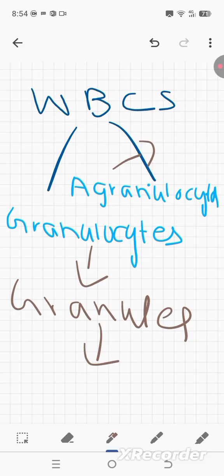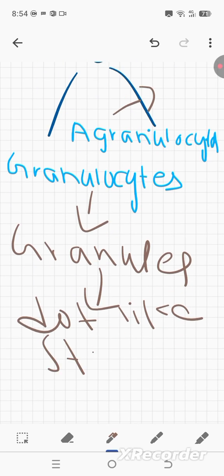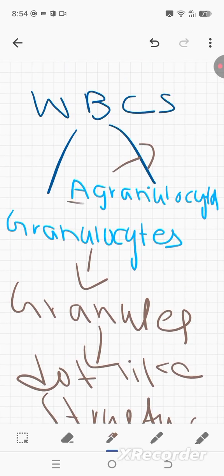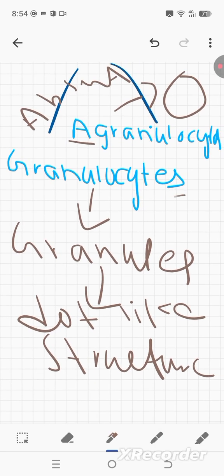And what are granules? Dot-like structures are known as granules. And agranulocyte, A means absent, so we don't have granules inside them, so they are known as agranulocytes. Agranulocytes have no granules inside them, no dot-like structure, but in granulocytes we have dot-like structure, something like that. This is the difference between granulocytes and agranulocytes.